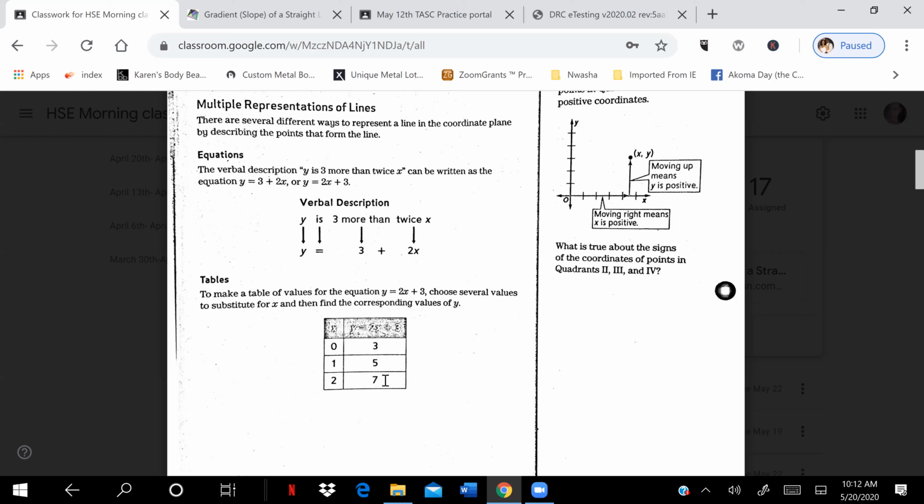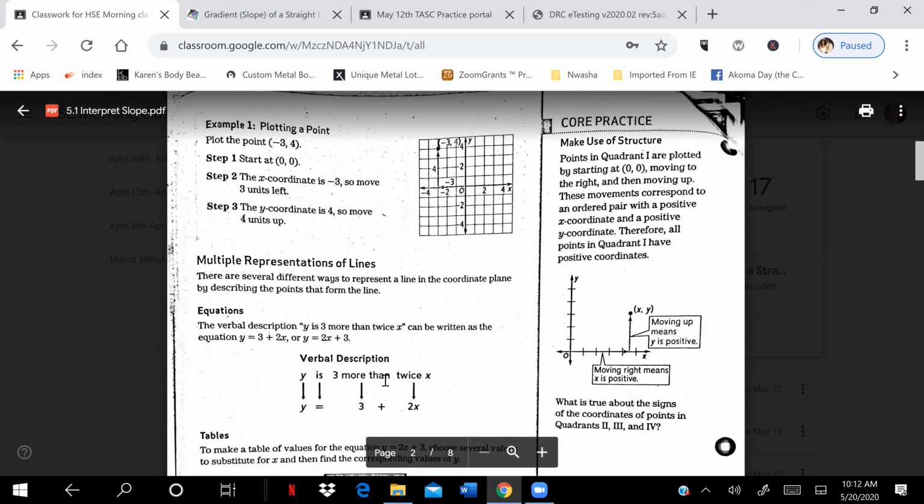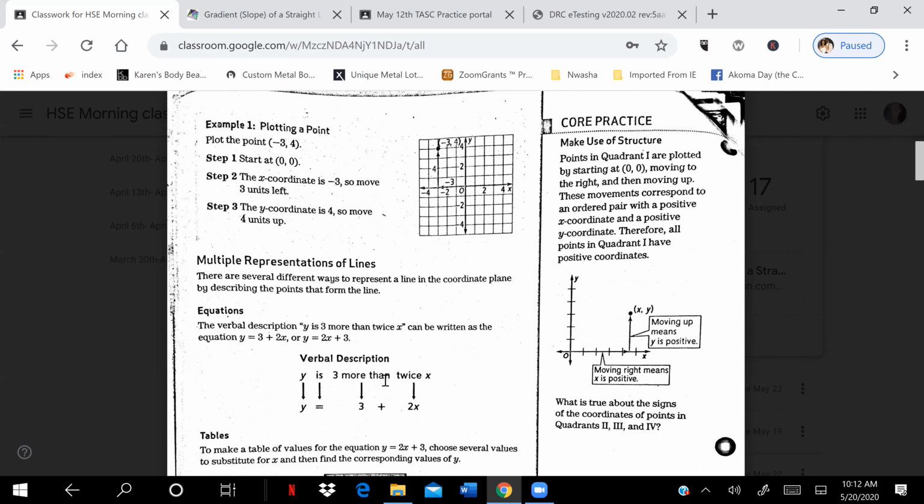So it's just really showing, looking at an equation, looking at a table. If we take a look at this that's in the corner, it says points in quadrant 1 are plotted by starting at 0, 0, moving to the right, and then moving up. So what we said about quadrant 1 is this is the chart that you might have on a lot of different tests if both of the numbers are positive.